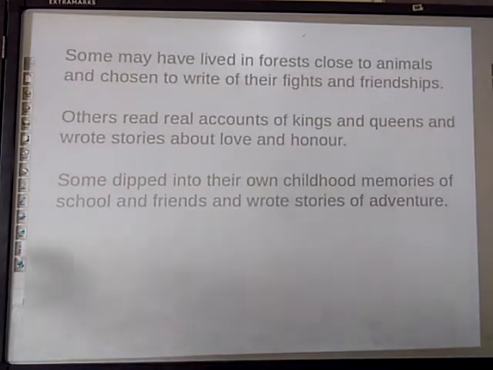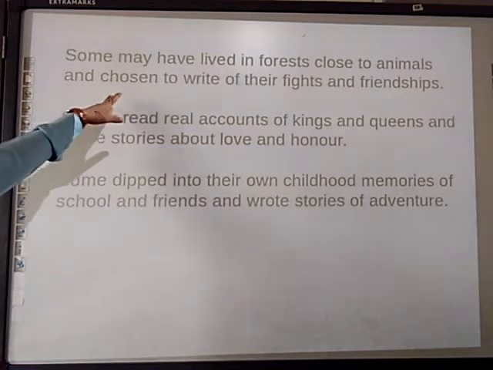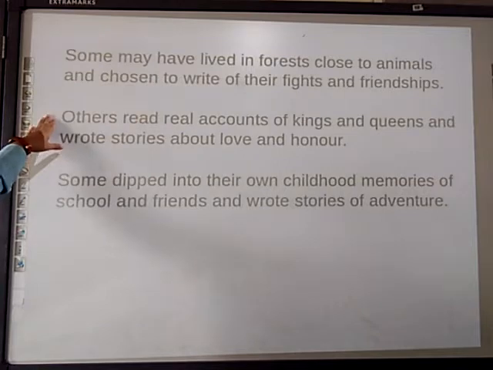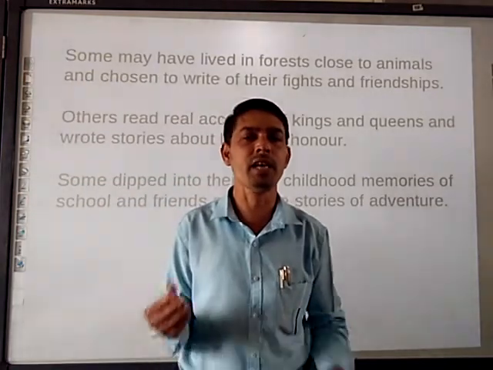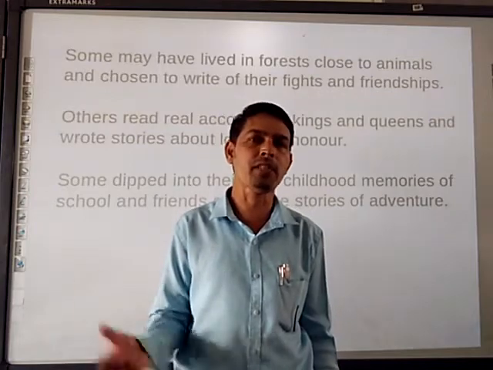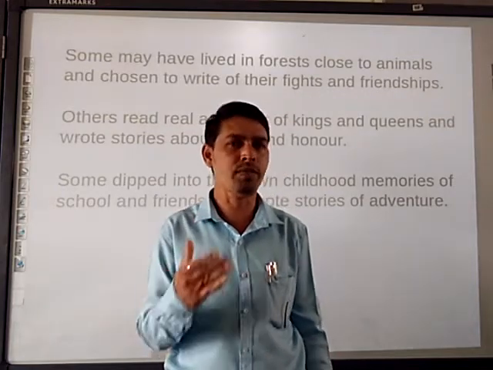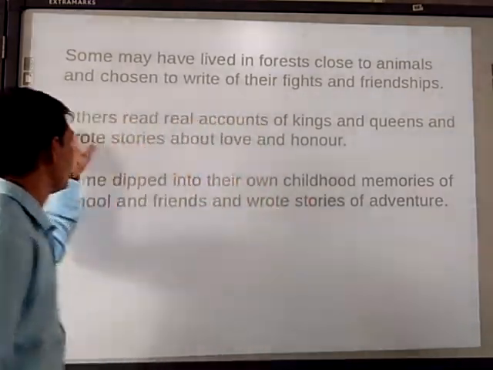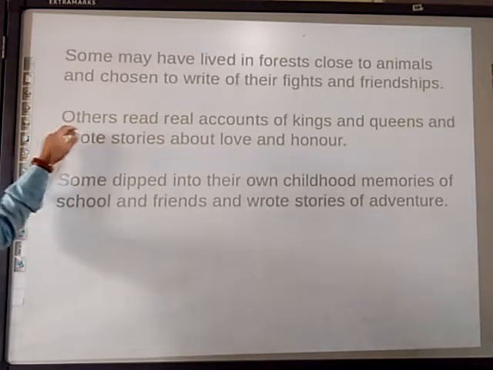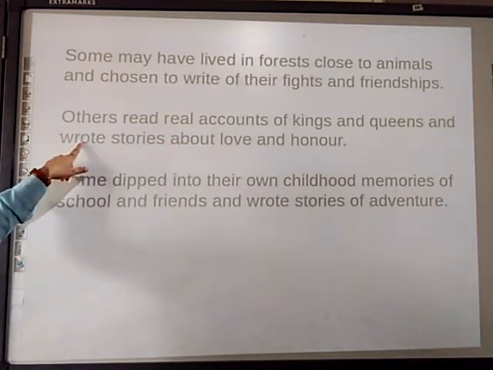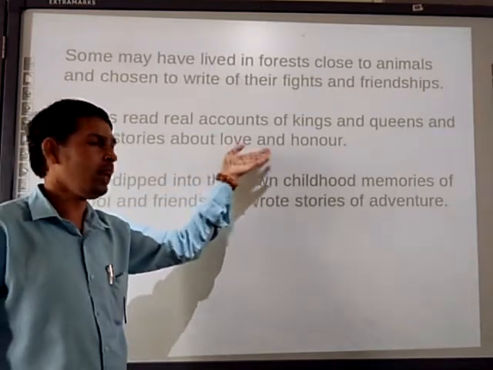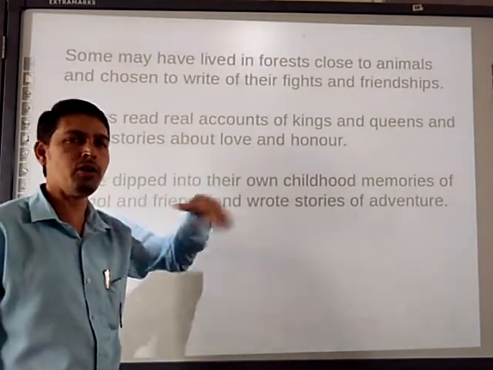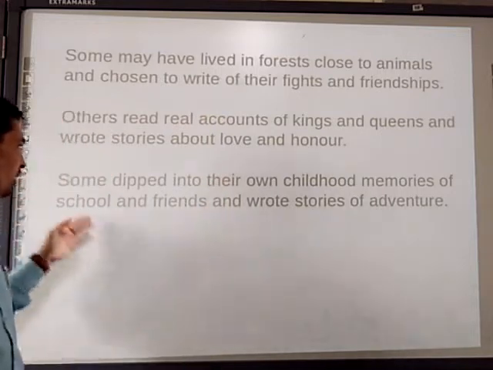Moving further, some may have lived in a forest close to animals and chosen to write of their fights and friendship. Here the points are there. People want to write about their friendship. People write about their fights, war, whatever they did. The next point is about other real accounts of kings and queens, and they wrote stories about love and honor. On that topic also they used to write stories.